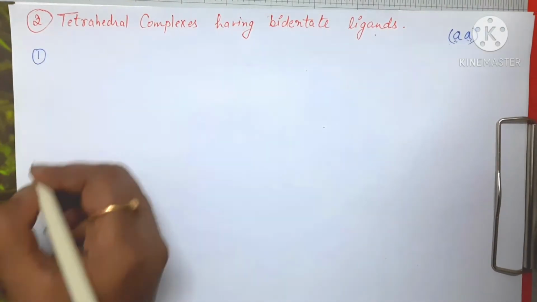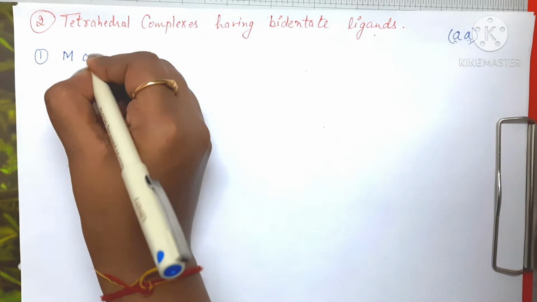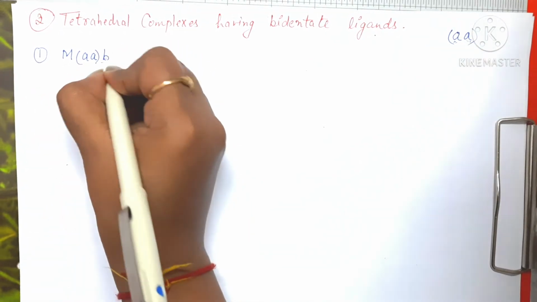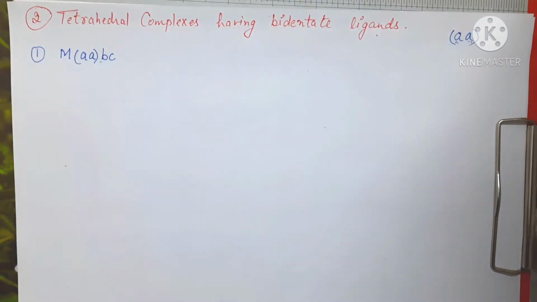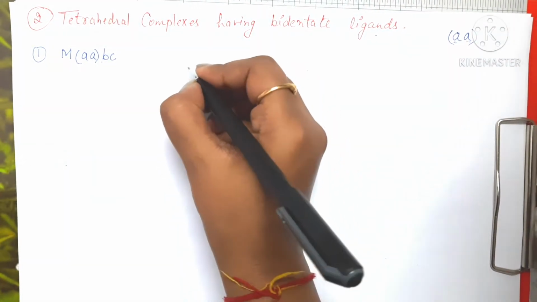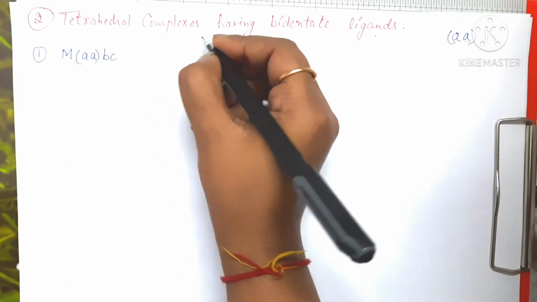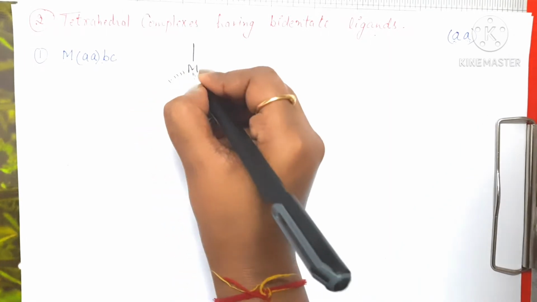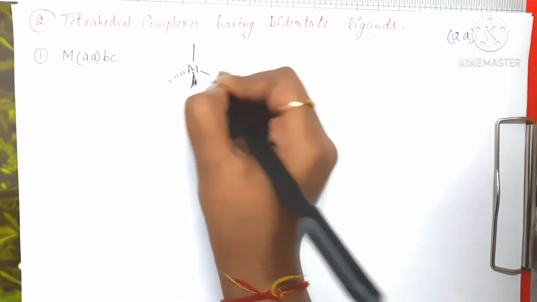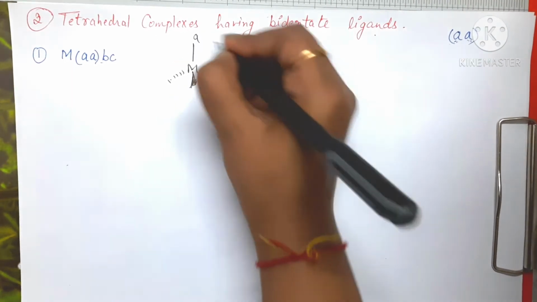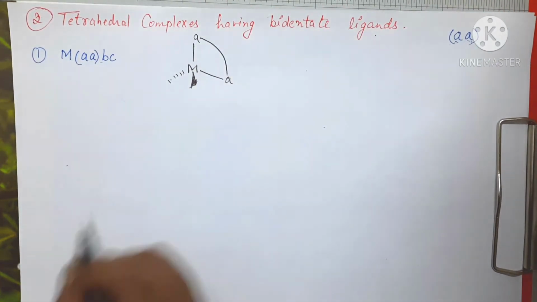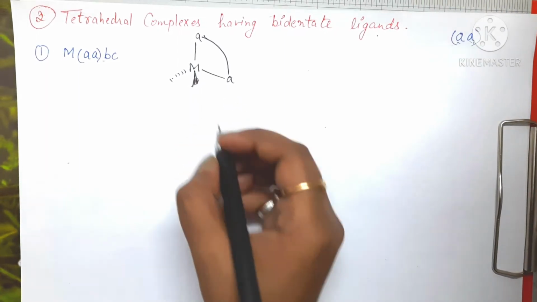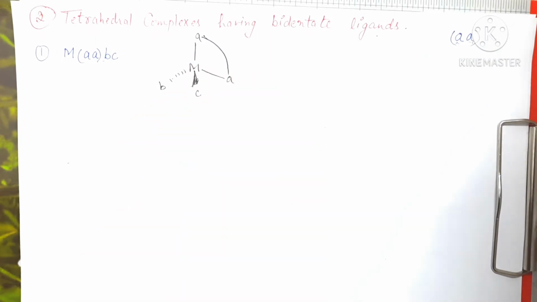So the first complex which I'm going to discuss is M(AA)BC. This is the bidentate ligand, and B and C. So how am I going to draw it? It will be M, with AA attached like this, because it is a bidentate ligand. And B and C will be here and here.